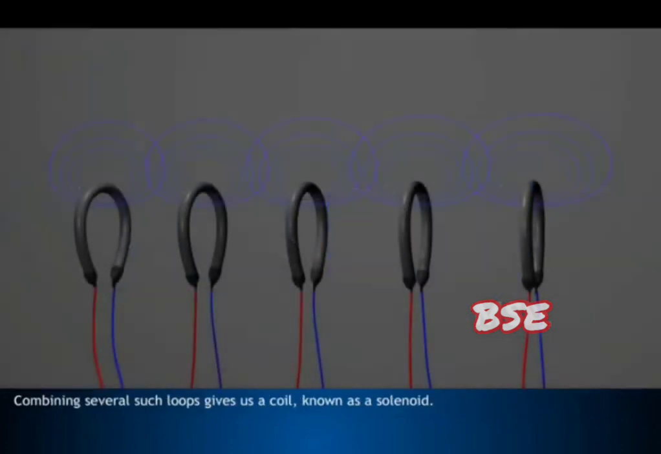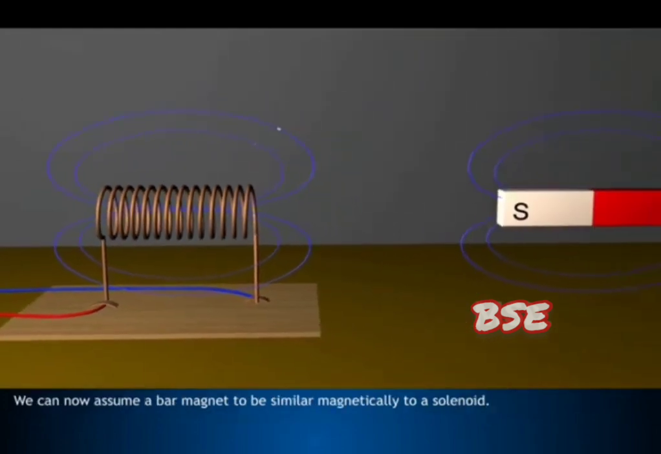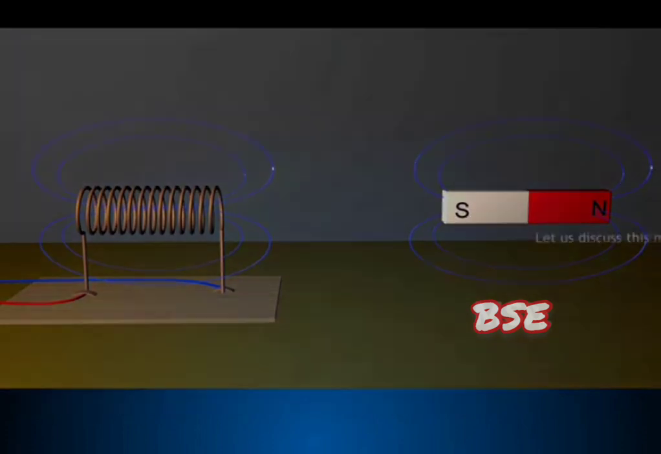Combining several such loops gives us a coil known as a solenoid. Notice how similar the magnetic field of the solenoid is to that of a bar magnet. We can now assume a bar magnet to be magnetically similar to a solenoid. Let us discuss this mathematically.